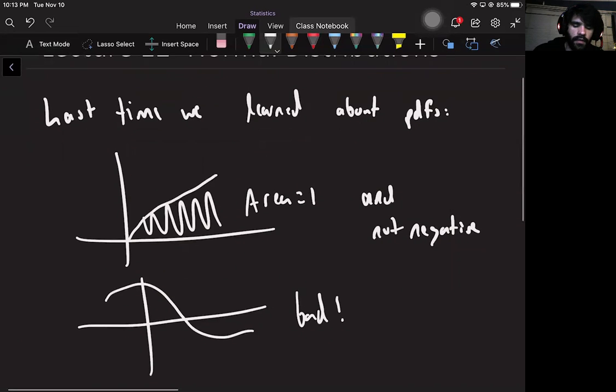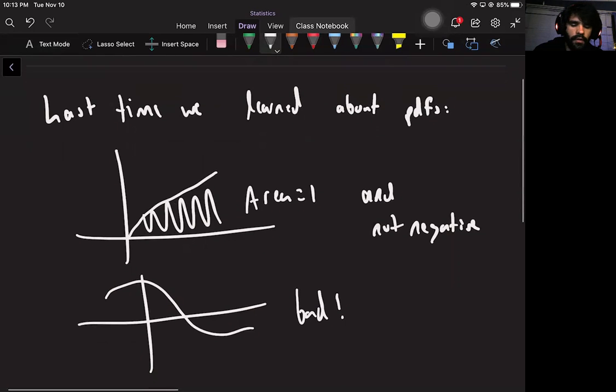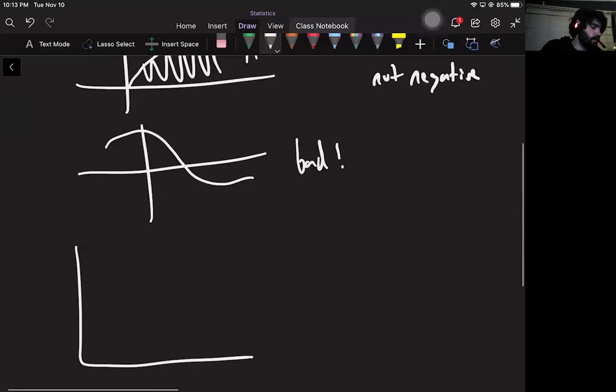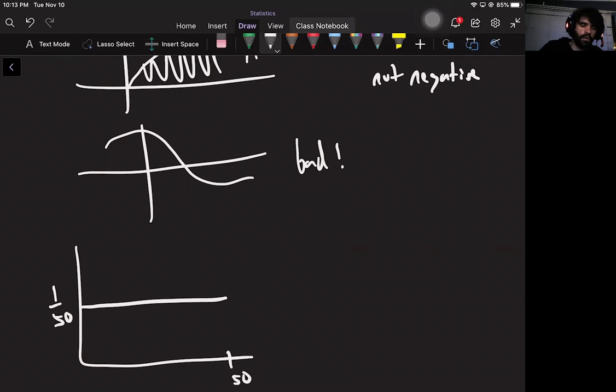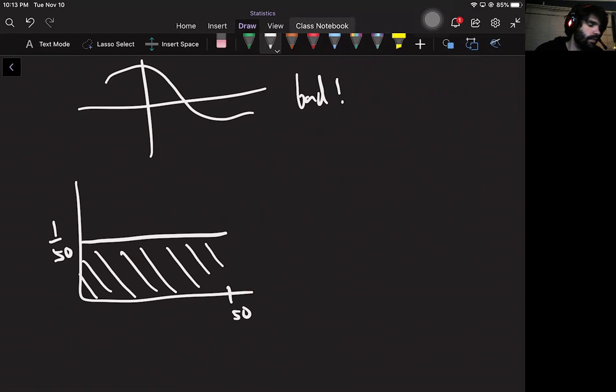So what we did is we looked at PDFs where the shapes were made up of straight lines, because then we could easily calculate the area using our previous knowledge about the area of triangles or rectangles and things like that. So more like things like this. Something like this is a PDF because the total area is 1, because it's a rectangle. We just multiply the base times the height to get the area.